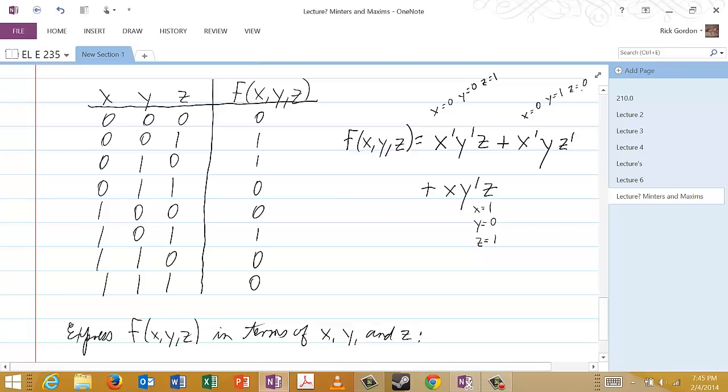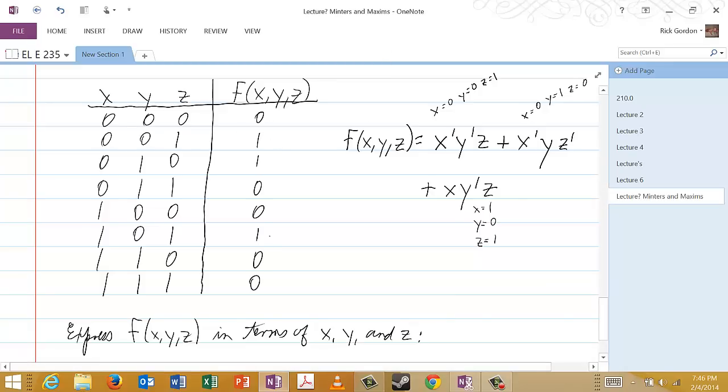Likewise, when x is 0, y is 1, and z is 0, the first minterm and the last minterm will be 0, but this one will be 1. And so 0 ORed with 1, ORed with 0 is 1. And finally, when x is 1, y is 0, and z is 1, this minterm will be equal to 1. The first two will be 0. And so we'll have 0 ORed with 0, ORed with 1, which is 1. So there will be three cases when f is equal to 1, and in all other cases it will be equal to 0. The three cases when f is equal to 1 are x equals 0, y equals 0, z equals 1; x equals 0, y equals 1, z equals 0; and x equals 1, y equals 0, z equals 1. And if you look now at the truth table, you will see that the description we just gave exactly matches the information in the truth table.